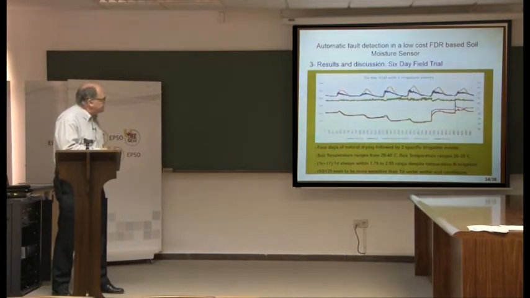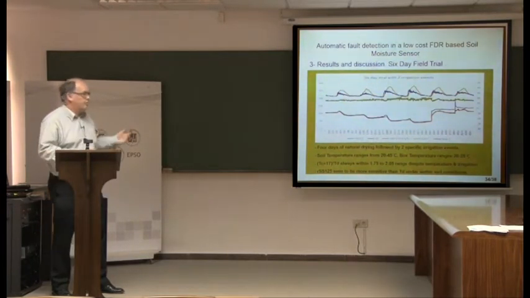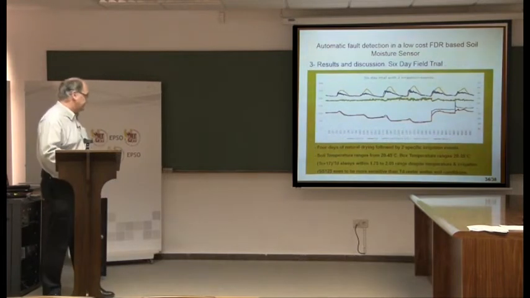and you can see here the temperature of the soil, which varied between 20 and 45 degrees on each of the 6 days. This is the temperature of the box electronics, which actually turns out to be important for correcting values. That varied between 20 and 35 degrees.